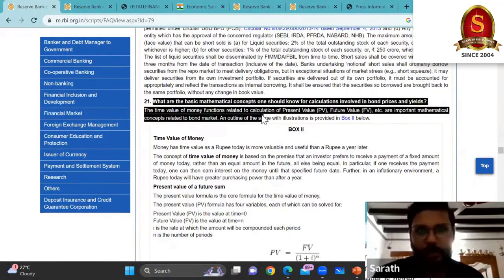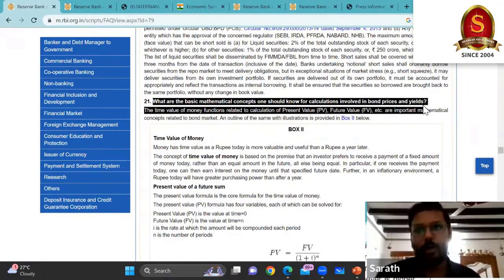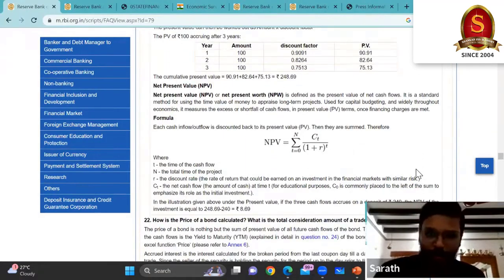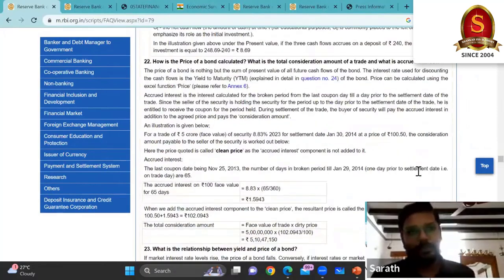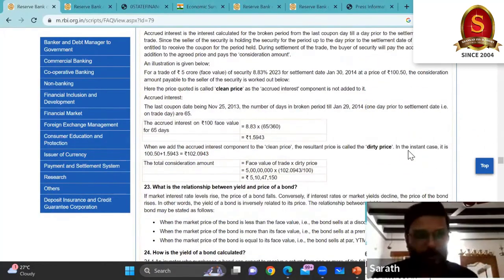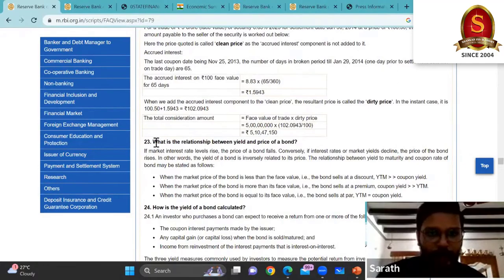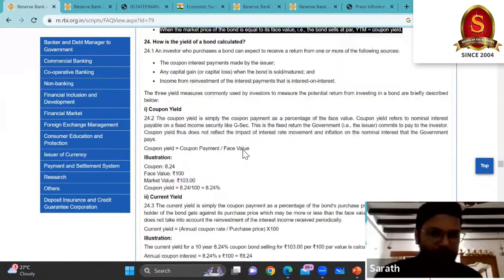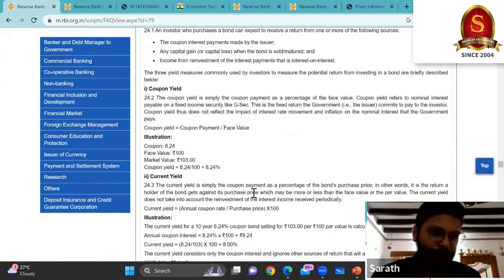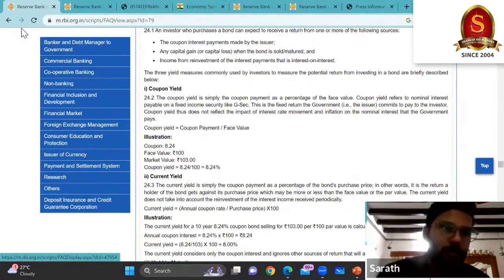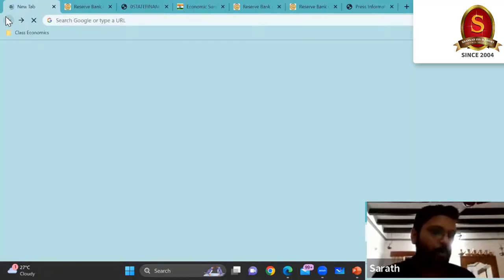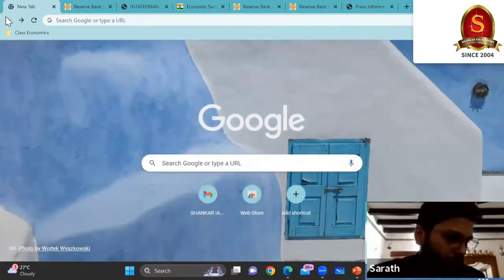What are the basic mathematical concepts one should know for calculation involving bond prices and yields? It is very complicated, probably. You can take a look at it, but if you find it difficult to understand: what is the relationship between yield and price of a bond? How is the yield of a bond calculated? An illustration is provided, so this should help you if you are not able to communicate with me. Else, communicate with me, find a way through Shankar Academy, come to me. I'll help you out.